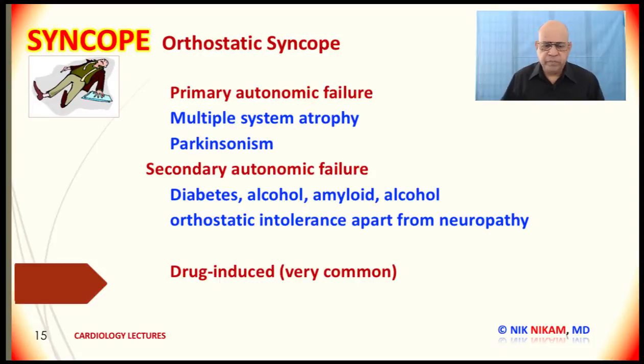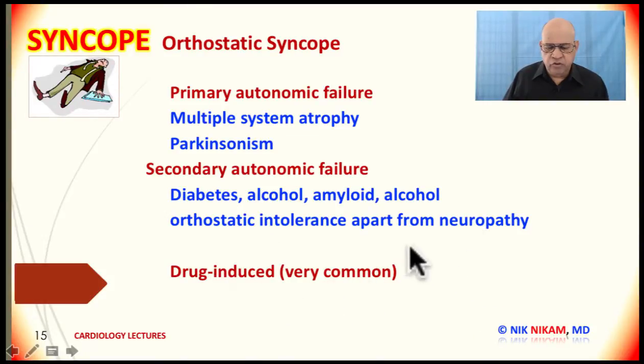That's where the real problem comes. Primary autonomic failure can be seen in patients with multiple system atrophy. That's with just aging. It gets it. You don't have much choice there if you have it. Parkinsonism is another condition which primarily affects the autonomic nervous system. Then secondary autonomic imbalance can be seen in patients with diabetes, people who are alcoholic, who have alcoholic neuropathy. Similarly, amyloid. Orthostatic intolerance as part of neuropathy can be seen in a variety of neurological conditions.